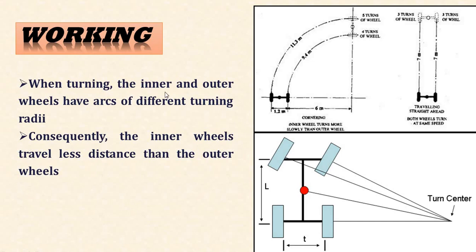So when turning, the inner and outer wheels have arcs of different turning radii. Consequently, the inner wheels travel less distance than the outer wheels. So from an operational point of view, we have to consider some points. Let's consider the first point: when the vehicle proceeds straight ahead, the following aspects relate to the operation of the differential setup.